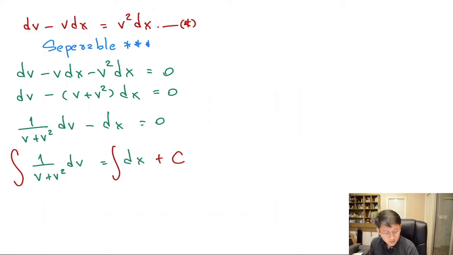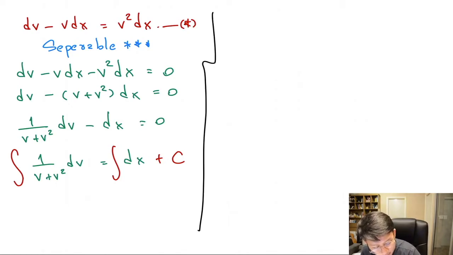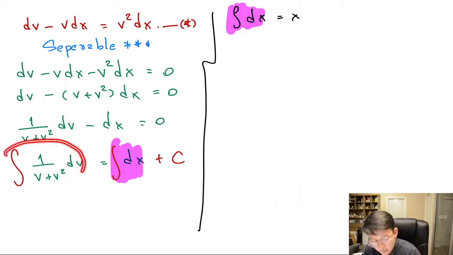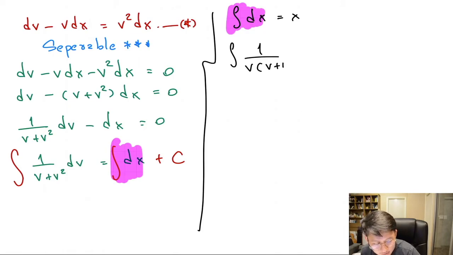So now I need to find the integral of dx, which is x. That is easy, right? This integral is just x. But how do we find this integral, the integral of 1 over v(v+1) dx?